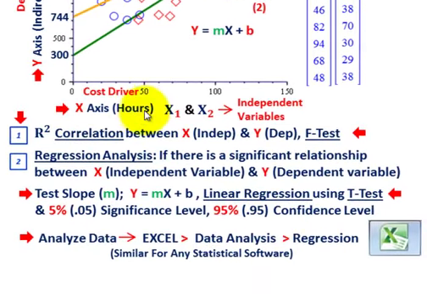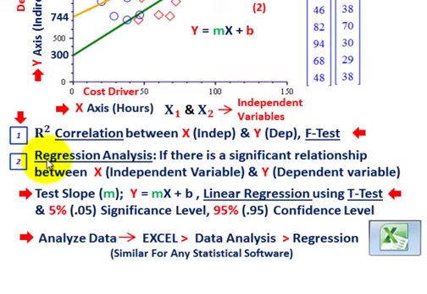First, we're going to be looking at R squared, and we're going to be using some Excel regression output to determine the R squared, the correlation between our X independent variable and our Y dependent variable, and this is where we're going to be using the F-test.